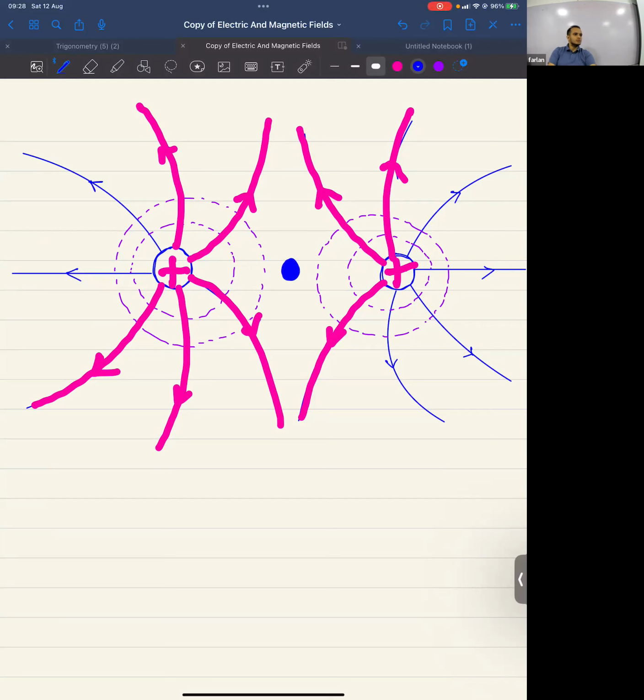No. So then, at that point, is there an electric field strength? No. What is the electric field strength at that point? 0. You call it a neutral point. Okay. Take it down.